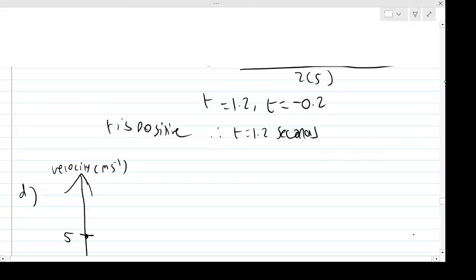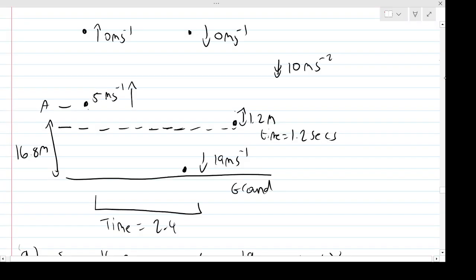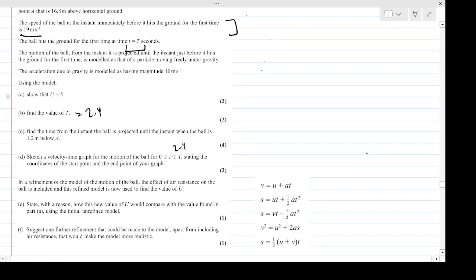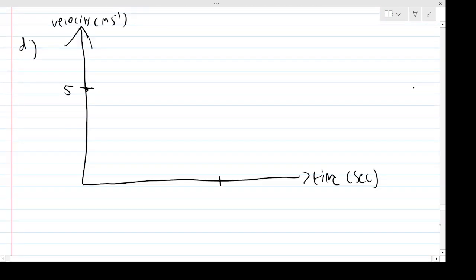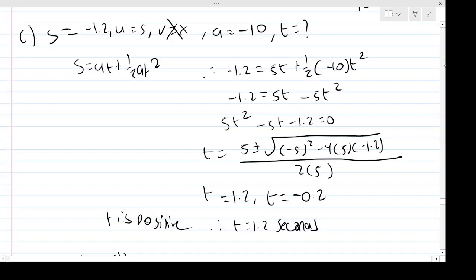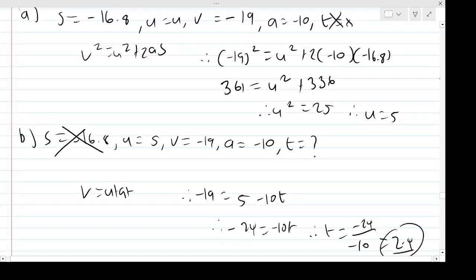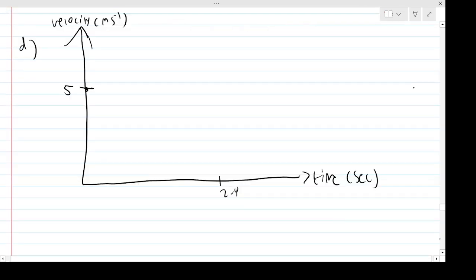Now think about the end, when t is capital T seconds. So this is 2.4 seconds, at the end of the journey. The speed when it hits the ground at this end time is 19. So at the end, what was t? 2.4 seconds, what was capital T in part B? 2.4. Okay, there we are. I should call that capital T, actually. So we end at 2.4 seconds with a speed of 19.